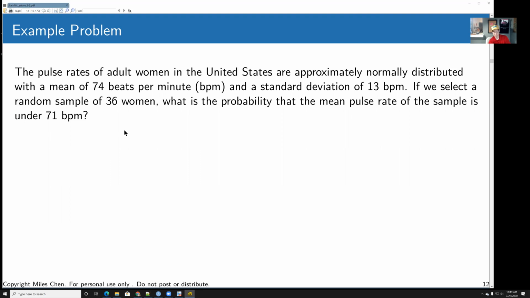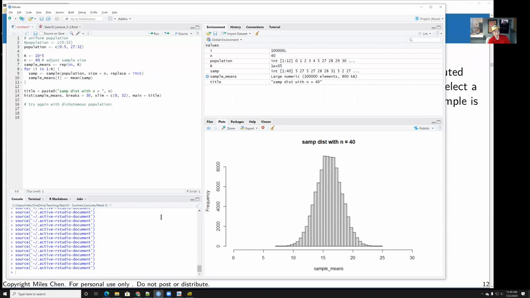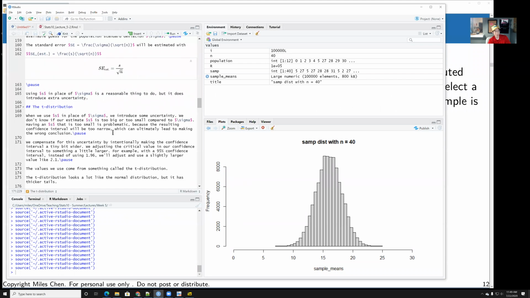So how do we do this? Well, our sample size is 36. The mean of the population is 74. And the standard deviation is 13. I forgot to include that in there. But I mean, it's in the text of the problem.